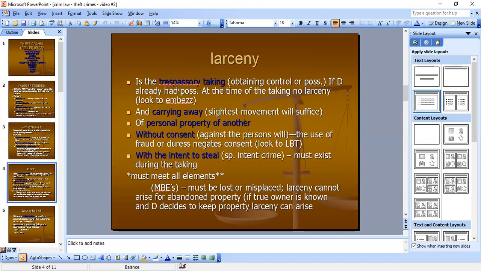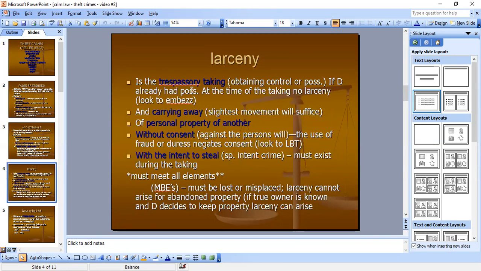Rule is the trespassory taking, obtaining control or possession if defendant already had. Okay, so this one I kind of did different because larceny is such a big thing on the MBEs and on essays. I put in trespassory taking, first element, carrying away, second element, personal property of another, third, without consent, fourth, with the intent to steal. Okay, so there's 4 elements here and they're in blue.